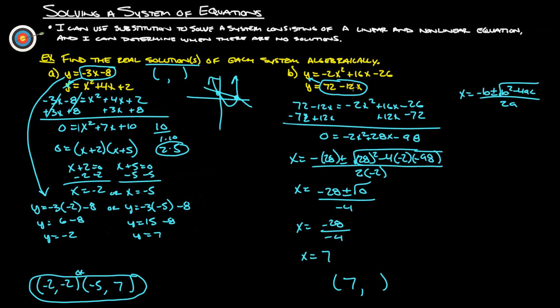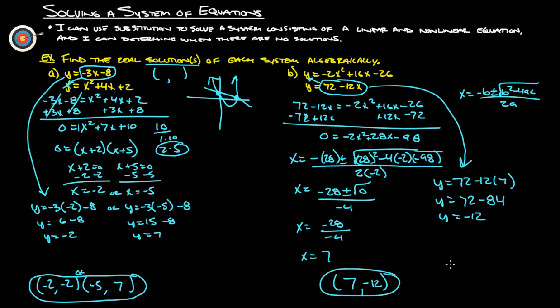So we're going to plug 7 into either one of these equations. I'm still going to pick the linear one here, and we get y equals 72 minus 12 times 7. Let's see, 12 times 7 is going to be what? 84. So minus 84, and we get y equals negative 12. So our one solution here is going to be 7 and negative 12.